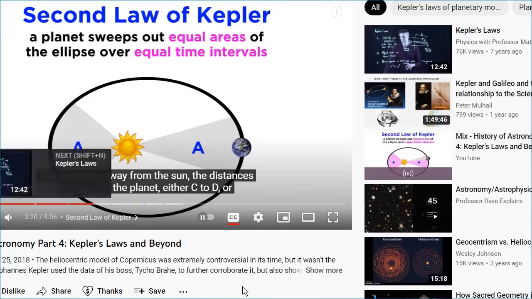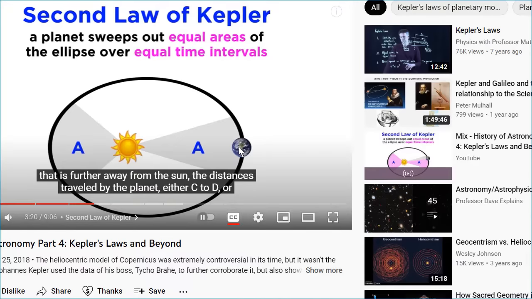Now I'm going to play this animation, and it's just going to show the Earth speeding up as it gets closer to the sun. So ready, set, go.